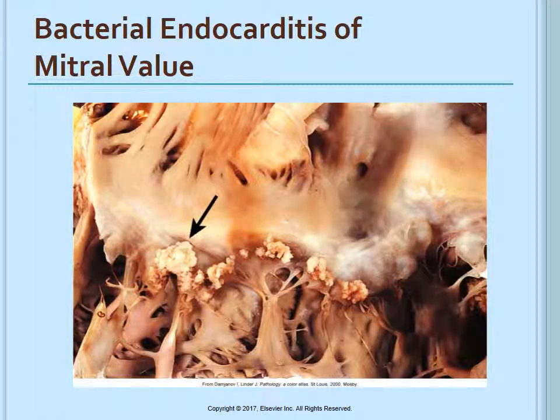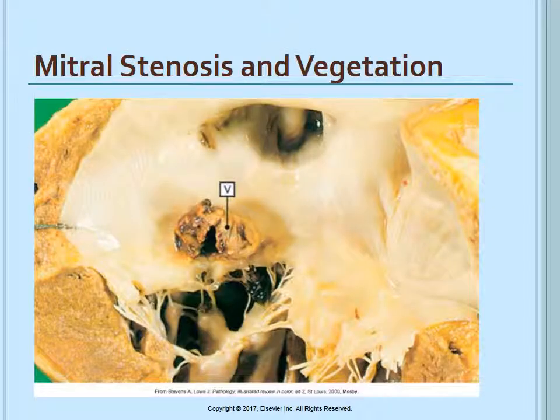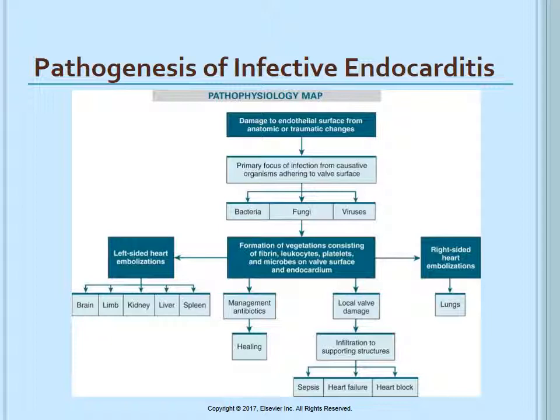This is a picture of vegetations growing on the mitral valves. Here's another picture of mitral stenosis and vegetation. This diagram depicts the pathogenesis of IE. Once vegetations occur, they can break off, causing emboli.